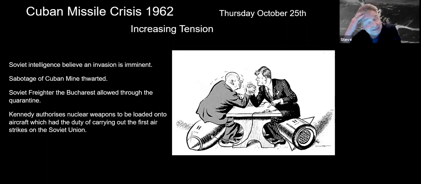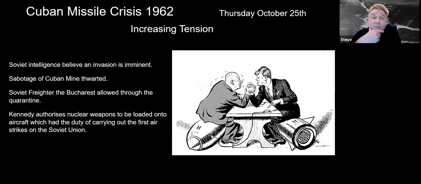Then we get the next day. There's increasing tension. Soviet intelligence think an invasion is imminent. There's attempted sabotage of a Cuban mine, which was carried out by CIA-sponsored exiles. The idea was they planted a bomb which was due to go off the next day when the miners were actually underground, but it was discovered.